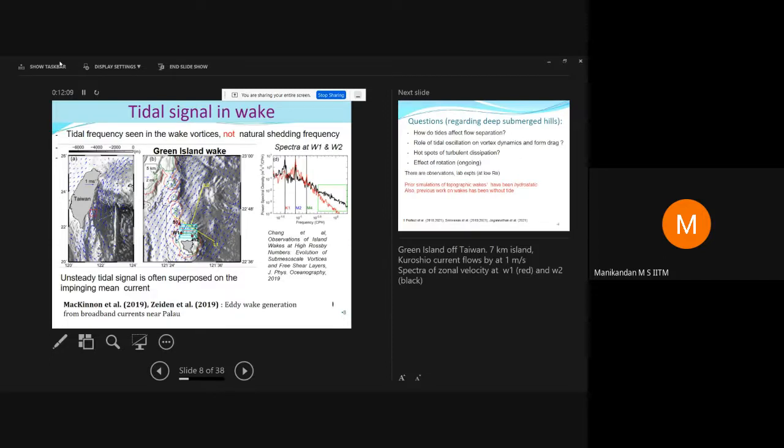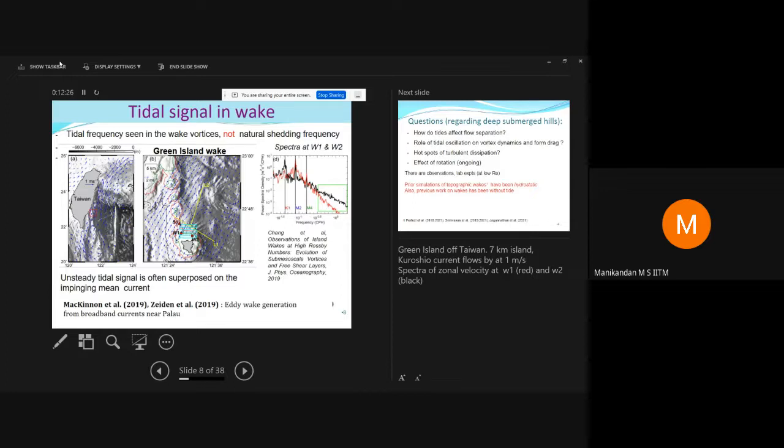Sorry, I have a little question. The tides are governed by the phase of the moon? Yeah, how does it influence this? So what happens is, depending on the phase of the moon, you can have a stronger tide or a weaker tide. So the amplitude changes, but not the frequency.